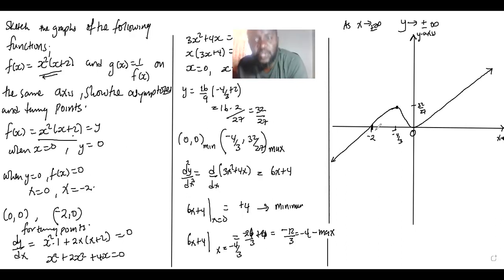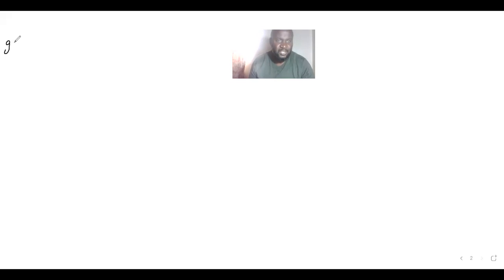Now they are going to ask you to sketch on the same graph g of x. Now g of x changes things. We shall come back to the graph. Let us first glance at what g of x is. So g of x is 1 out of f of x. Do you see that it's 1 out of x squared into x plus 2?